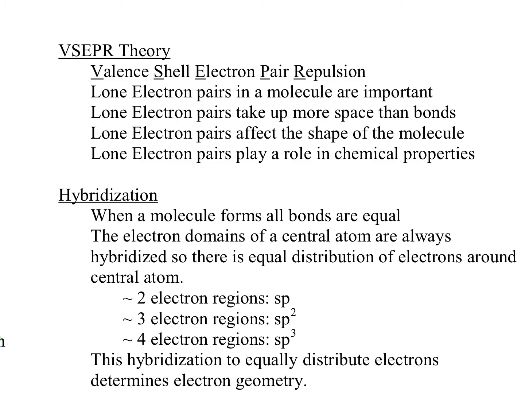VSEPR, valence shell electron pair repulsion. The name says it all. Valence shells, electron pairs, repulsion. The shape that they make when these electron pairs repulse each other. The lone pairs are the crucial part here. Lone electron pairs are very important. They take up more space than bonds.